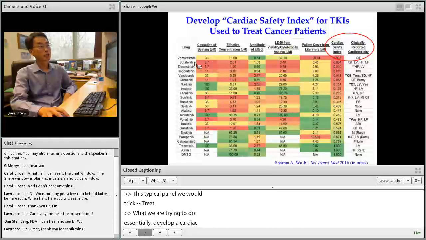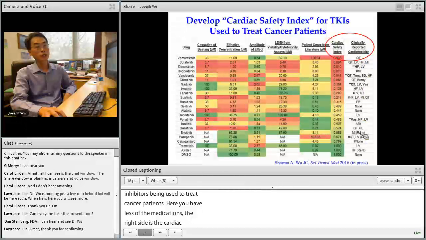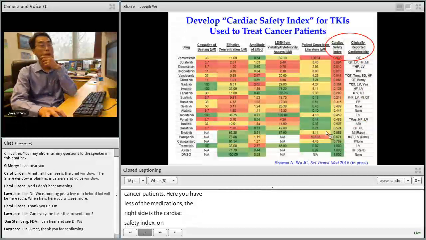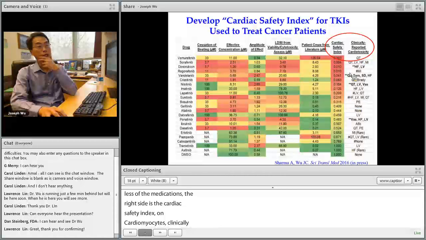So again, shown here on the left side is the list of the medications. In the middle is the cardiac safety index based on the iPS cell cardiomyocytes. And the right side here is clinically reported cardiac toxicity. This work will come out in Science Translational Medicine later on, so I won't go over all the experimental details here.